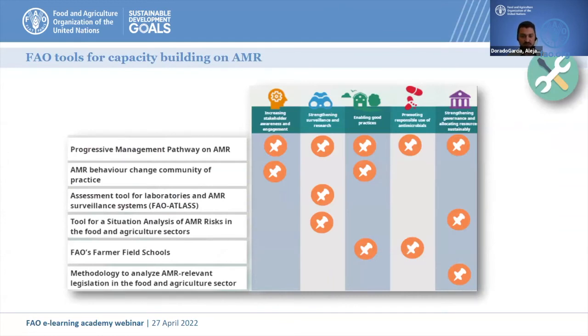So the tools developed and deployed by the organization support the 5 objectives outlined in the action plan in different ways, as you can see in the slide. And this is also further elaborated in the e-learning course. So we would like to motivate the audience to enroll and discover it by themselves. But just to give you a brief explanation, these are tools like the Progressive Management Pathway, the PMP, to guide countries with actionable items to progress in the implementation of their national action plans, a tool called Atlas for building capacities for laboratories and surveillance systems, or for example, a methodology for the assessment of legislation in the countries, among other tools that are shown here and offered by the organization.